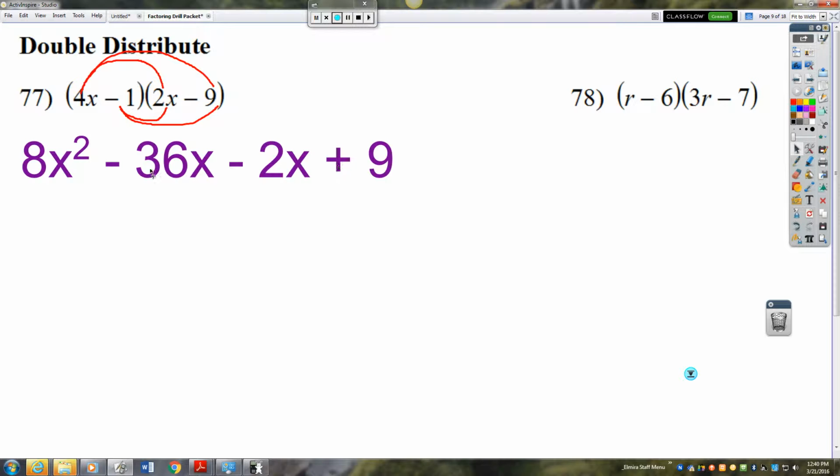So I have two middle terms that are like terms. I have 36 x's, I have 2 x's, so I have 38 x's. So that's how they combine. 8x squared and 9 don't have any like terms, so we just bring those down.